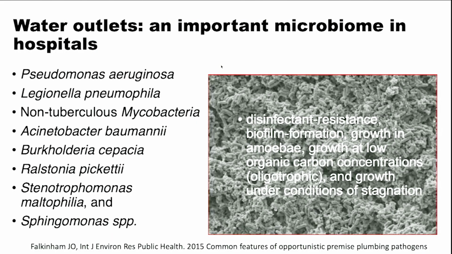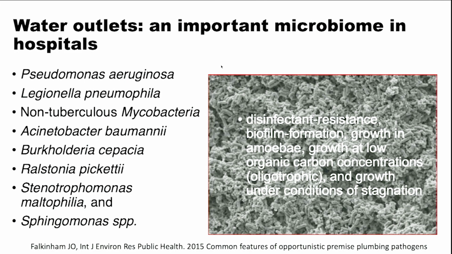So Pseudomonas, just to re-emphasize that point that Julie made, is one of a number of important organisms that live in biofilms, can grow co-associated with amoebae, grow as oligotrophs, and grow under conditions of stagnation. And Legionella is another one that's been mentioned at this meeting, and Acinetobacter, and Pseudomonas, as Julie mentioned.